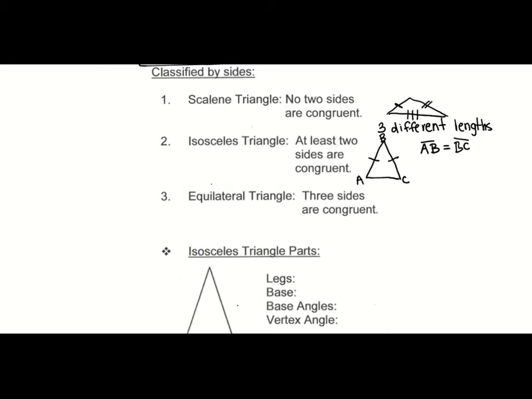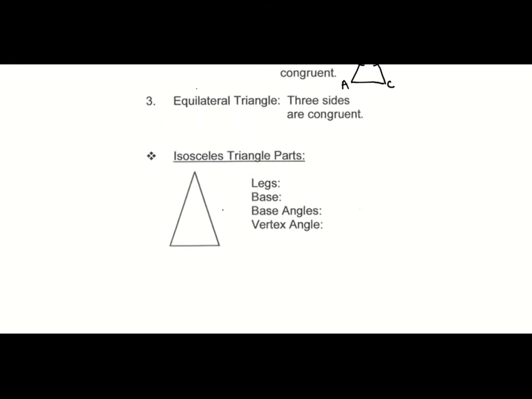Okay, my next type of triangle is called an equilateral triangle. And in an equilateral triangle, this means that all three of my sides are congruent. So I'll draw it off to the side again. If I put a tick mark on all three sides, that means all three sides are equal. So we have three types of triangles classified by angles and three types of triangles classified by sides.